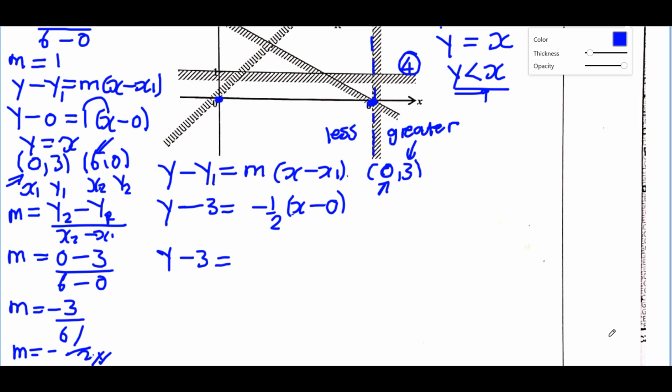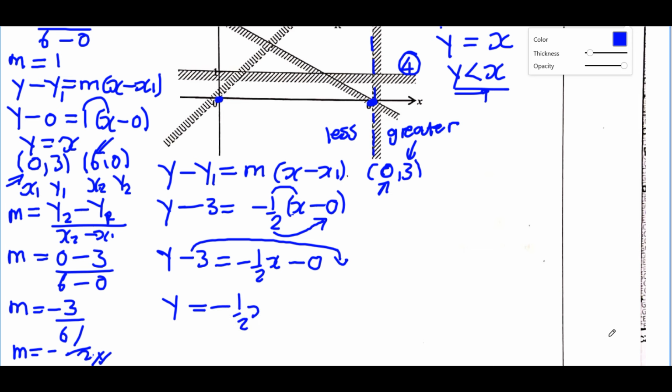So we can now expand. We have negative half times x will give us negative half x. So now you see the reason why I chose this pair, so that negative half times 0 will just give us a 0. Therefore, the only task here is to move our negative 3 to the right side. So we have y is equal to negative half x plus 3.